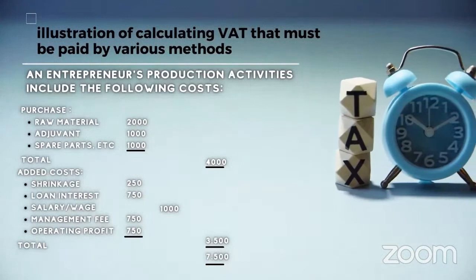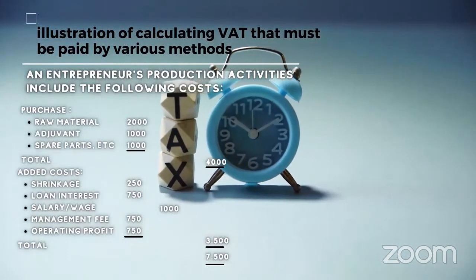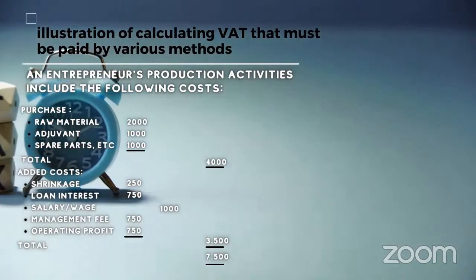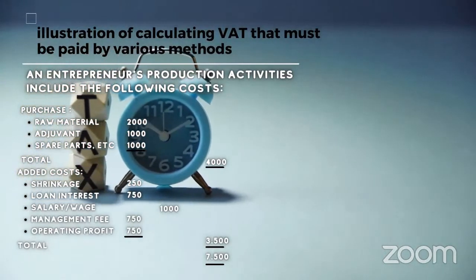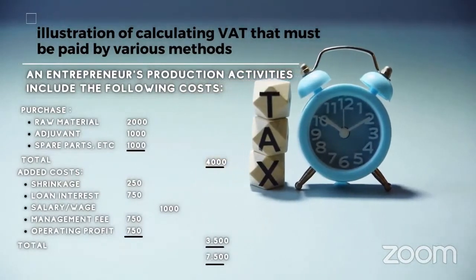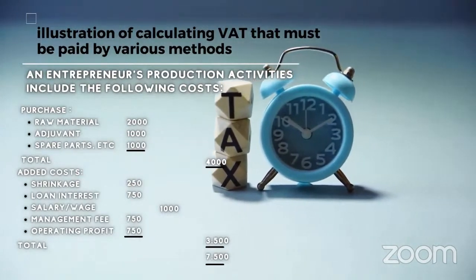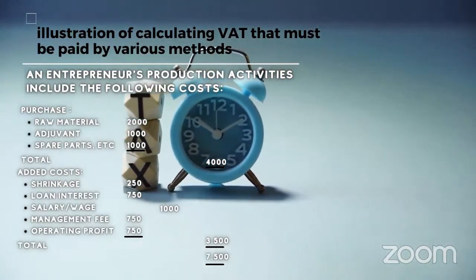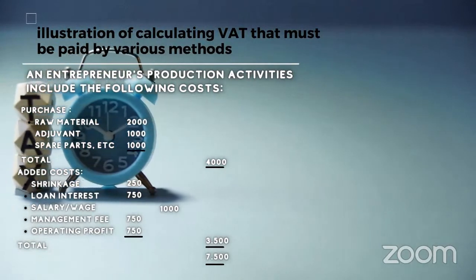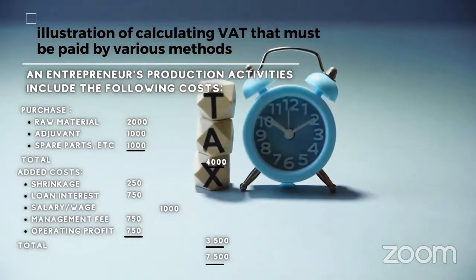Here's an illustration of calculating VAT that must be paid by various methods. An entrepreneur's production activities include the following costs. Purchase: raw material 2,000, adjuvant 1,000, spare part 1,000, and the total is 4,000. And the added cost: shrinkage 250, loan interest 750, salary or wage 1,000, management fee 750, operating profit 750, and the total is 3,500, and the overall total is 7,500.